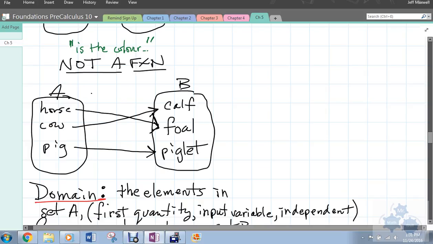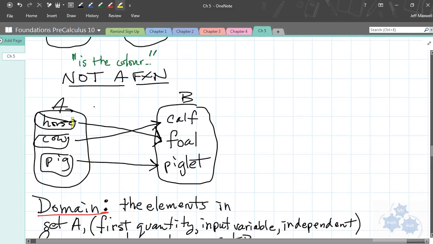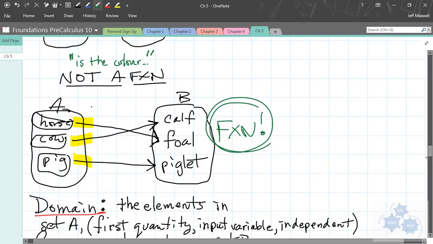Now, if we look at this, each element in set A has exactly one element associated with it in set B. So there's only one arrow coming from each one, not two, or three, or four. Just one from each. So this is an example of a function for sure. All right, special type of relation.